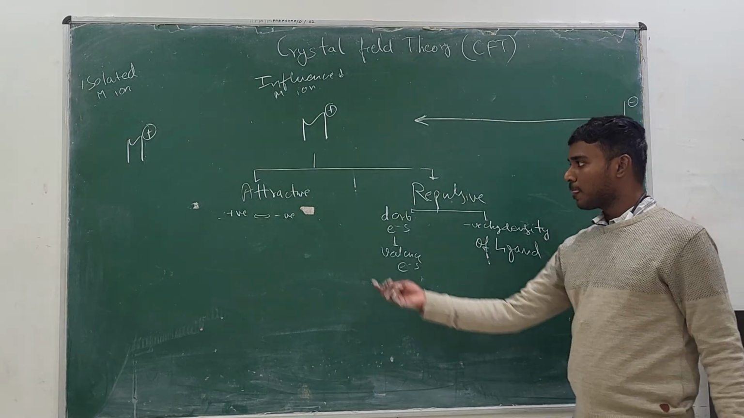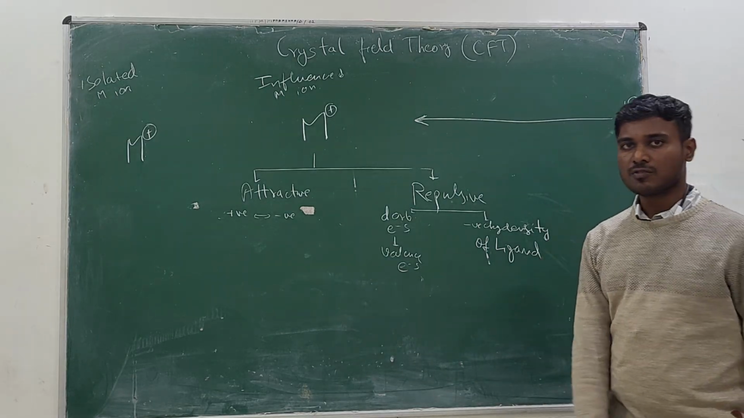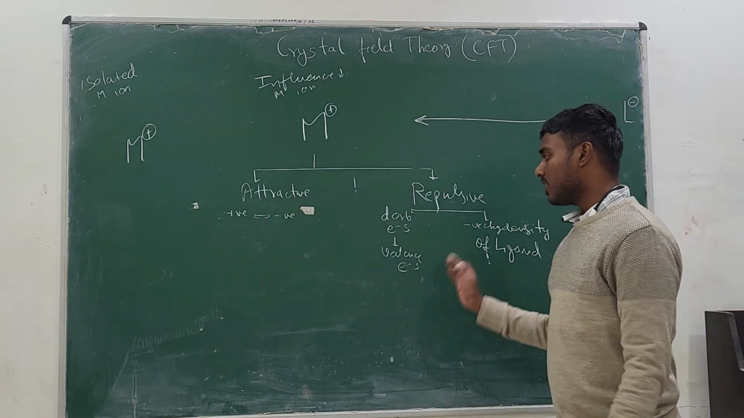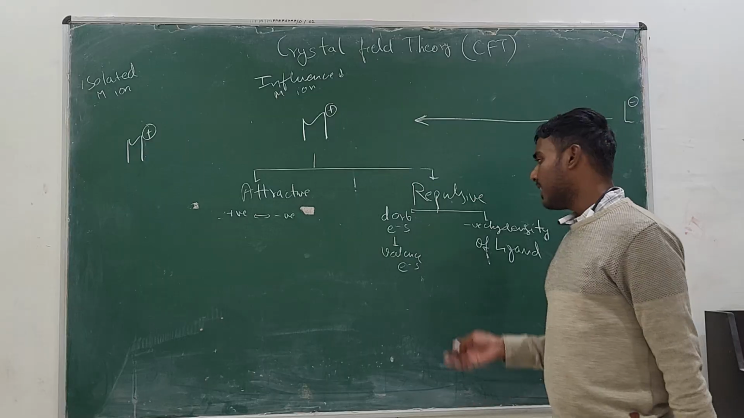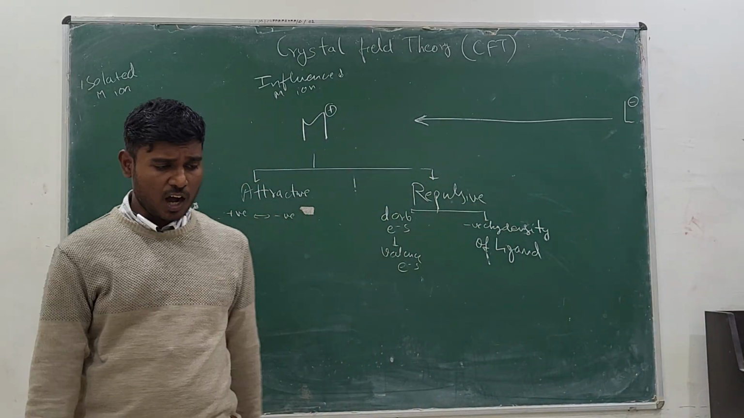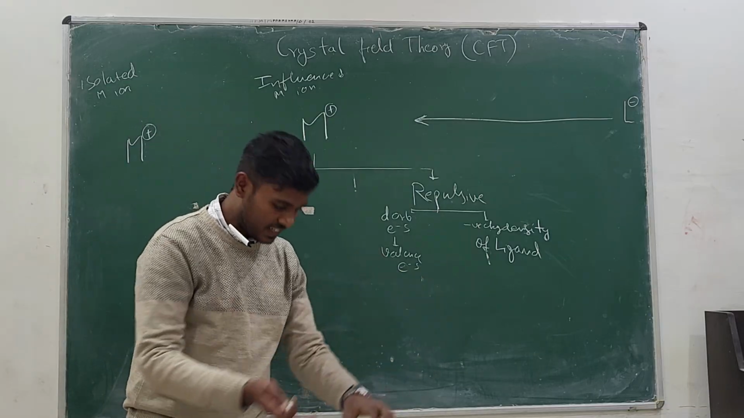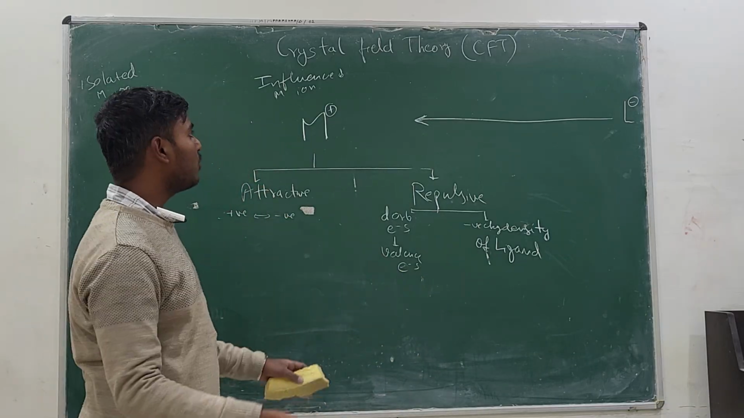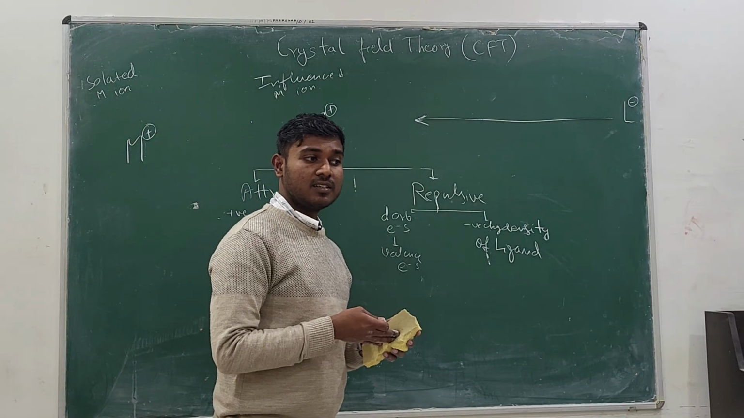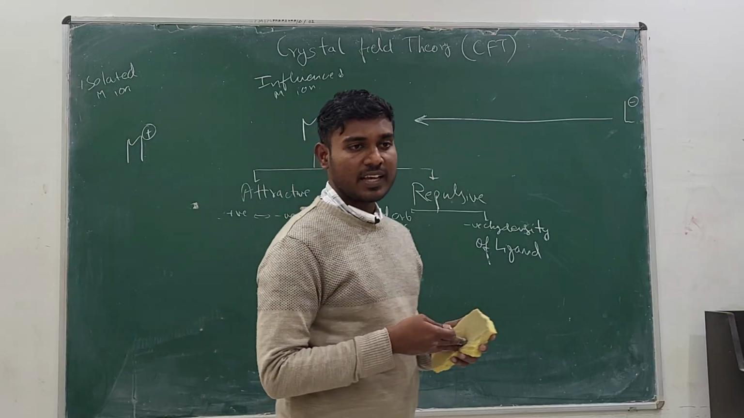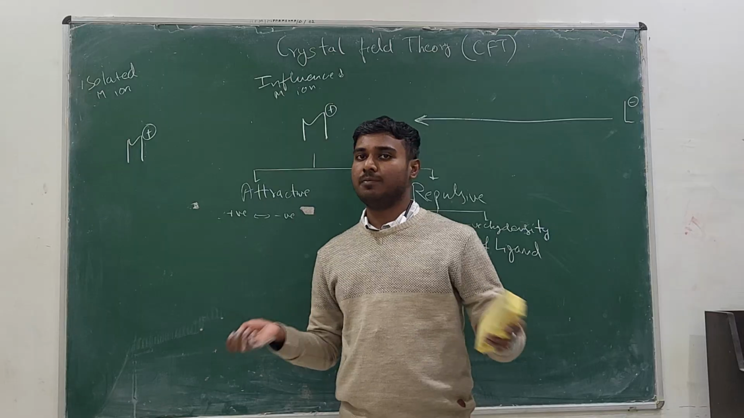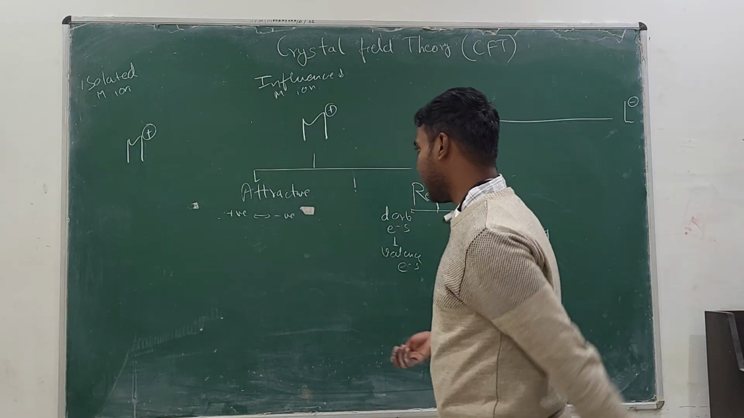Attractive forces are between the positive and negative charge of the metal and ligand, whereas the repulsive forces are between the valence shell electrons of the metal and the negative charge density of the ligand. Now we will see how these interactions will decide the fate of our complex, and based on these interactions we can get the exact shape of our complex, like whether it will be an octahedral complex or a tetrahedral complex. Now let's see that.